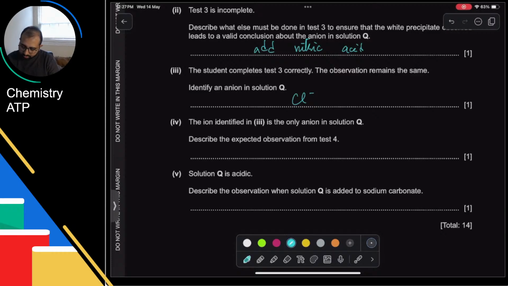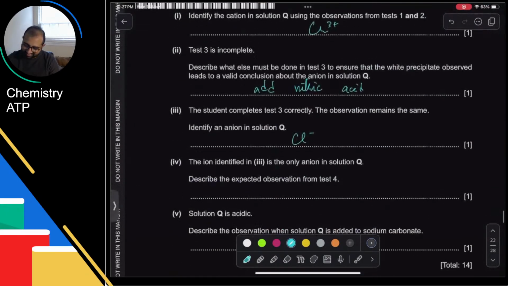The ion identified in 3 is the only anion. Okay, describe the expected observation from test 4. If it is the only anion, there will be no change. We already wrote that. Okay, so no change.